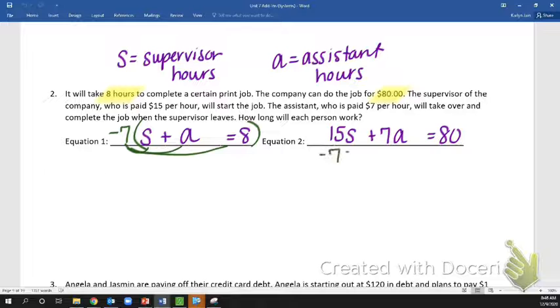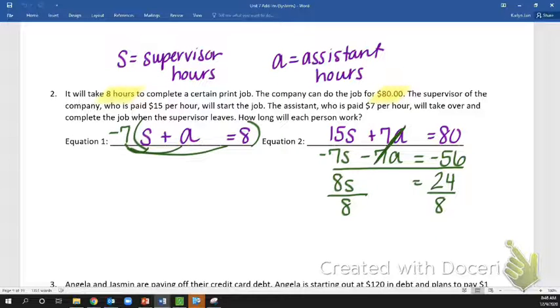So I have negative 7S minus 7A equals negative 56. The A's eliminate and we just keep solving. So 15S minus 7S gives us 8S. And we have 80 minus 56, which is 24. Divide both sides by 8 to get S equals 3. So the supervisor is going to work 3 hours.